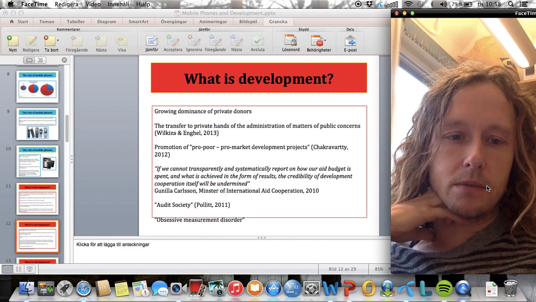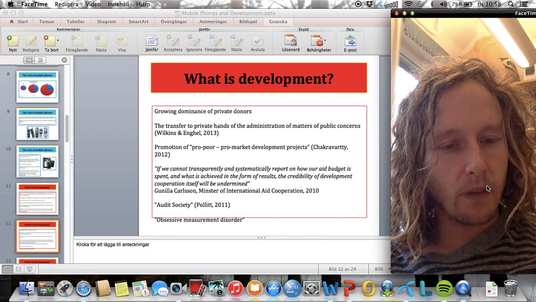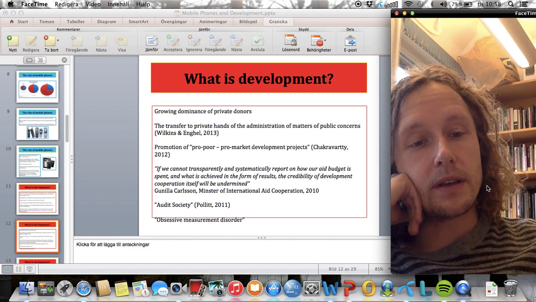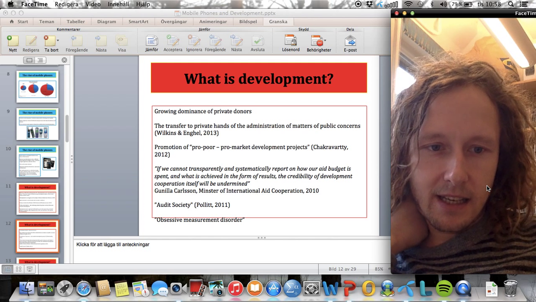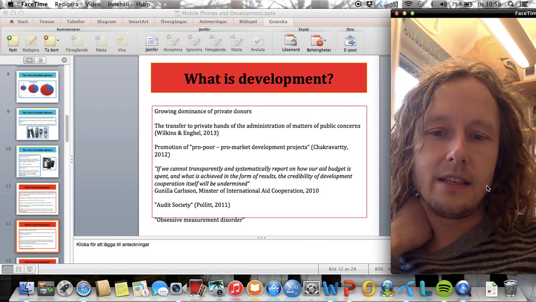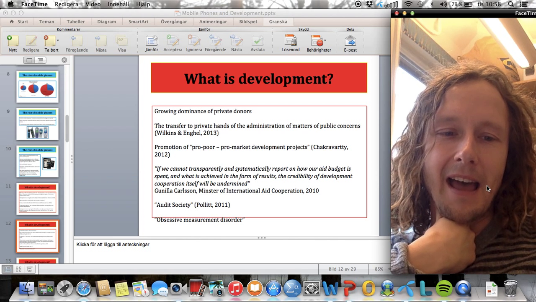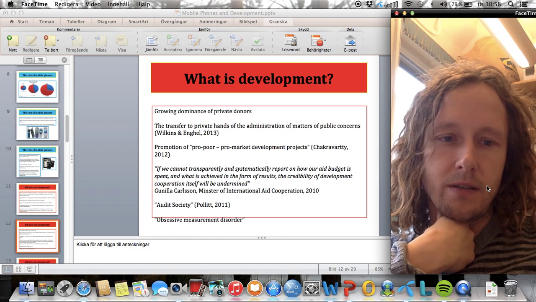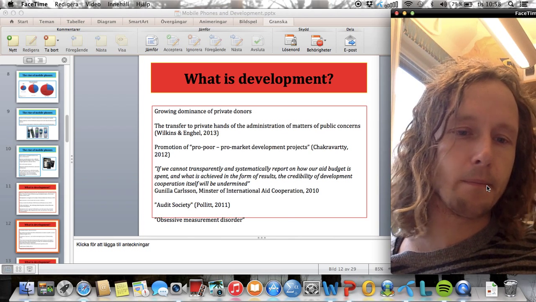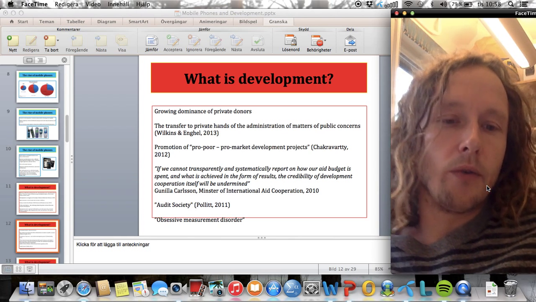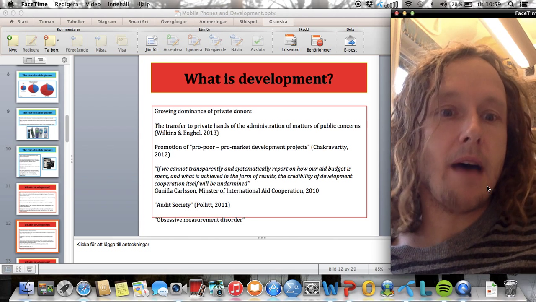Another thing, if we look at the actual government aid cooperation, international aid cooperation, and how it has had an influence on development projects, is what is often discussed and labeled as an audit society, or, as stated here, obsessive measurement disorder. The idea is that everything needs to be measured. The government has to go back to taxpayers in their countries, of course, but also to their parliaments, to say, look, this is what we achieved. This is how the aid money was spent, and for this, numbers matter.